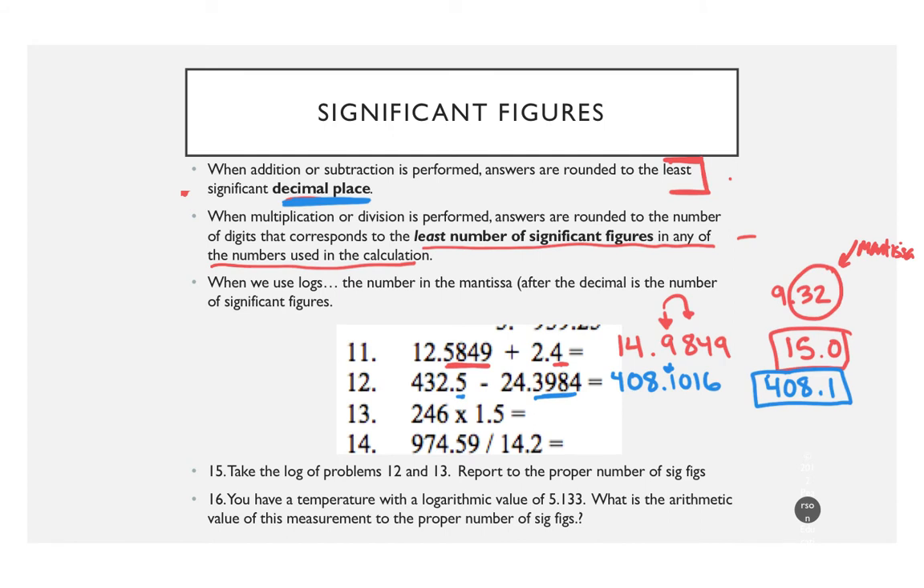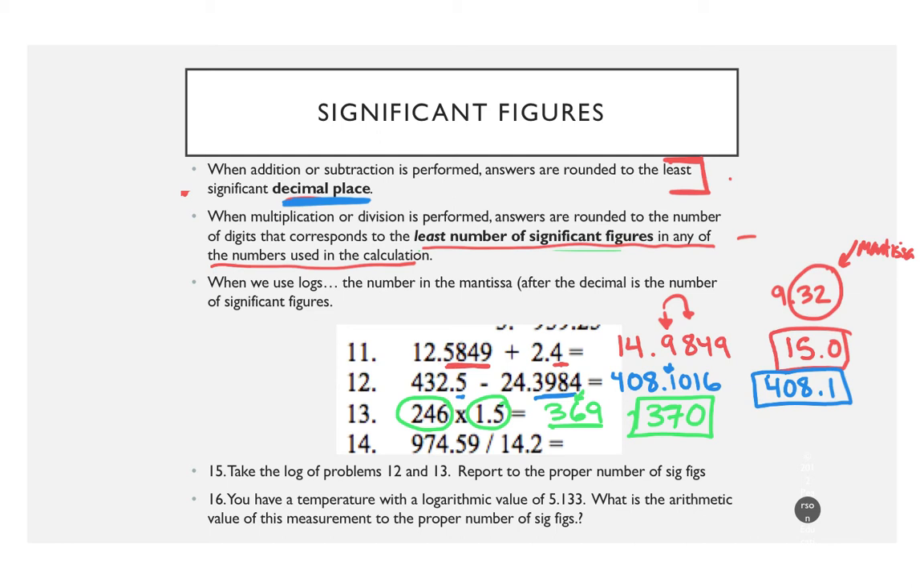Okay. Next one. If I take 246 times 1.5, I get 369. Okay. This is multiplication, so I find the least number of significant figures in the numbers that went into it. So 246 has 3 sig figs, 1.5 has 2 sig figs. The least number of those is 2, so that means I get 2 sig figs in my answer. So that means 3 is a sig fig. And then the second digit that's significant will be the tens place. So it's 69, so that's going to round to 70. So 370 is my final answer.